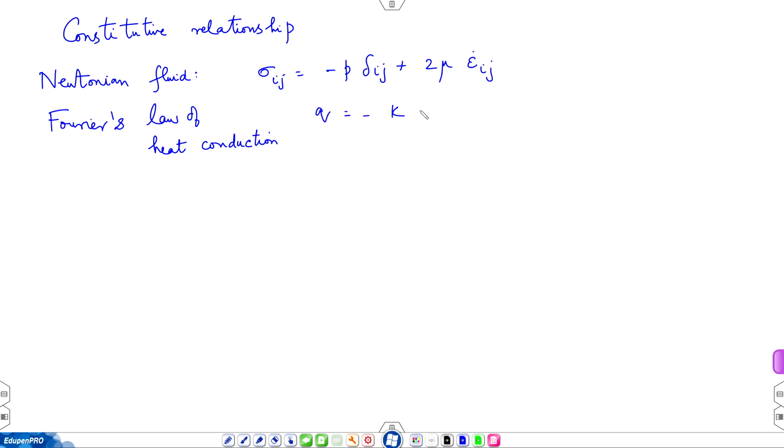That we wrote as minus K gradient of T in vector form, or in index notation it is minus K dT/dx_i, with i equal to 1, 2 and 3. For 3 dimensions it is 1, 2, 3. Okay. It is Fourier's law, please make that correction. So, this is what led to del dot Q becoming minus K del square T. That term came from Fourier's law of heat conduction.